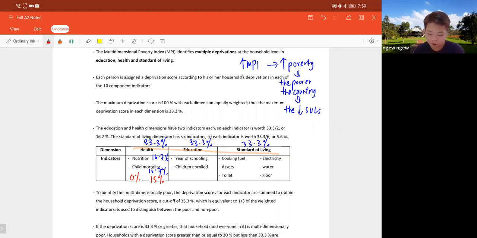Okay. Moving on, in terms of education as well. If this country has 90 and above percentage of people enrolled in education, then their score for this part will be very low, like 0 to 2%. But if this country has a high percentage of children not enrolled in school, then the weightage score for this part might be really high, like 16% or 16.7, the max.